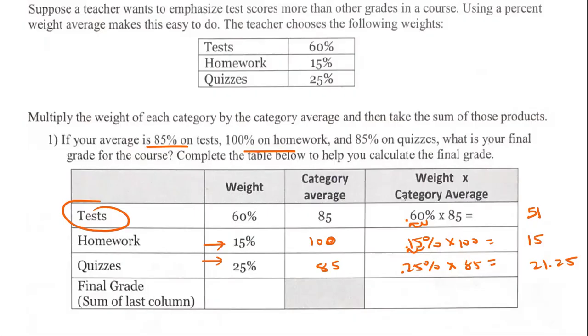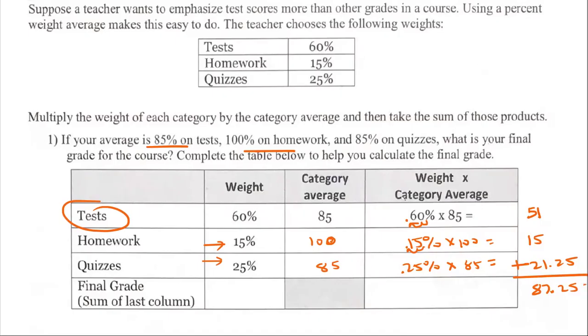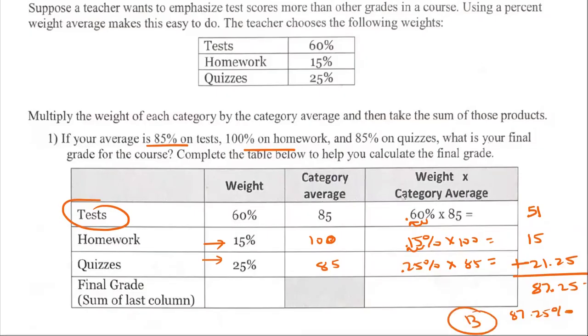Once we have this down, then we're going to add our points. When we do that, we should get 87.25. So what does that mean? Based off of what we just calculated, this student here would get an 87.25%. Let me write it down here. So that would be a B or B plus.